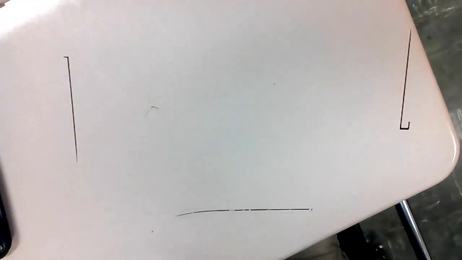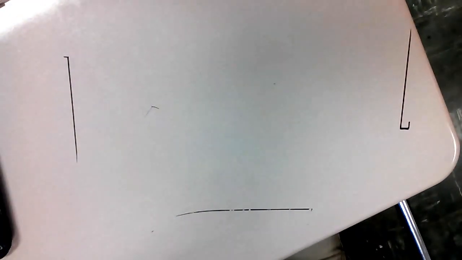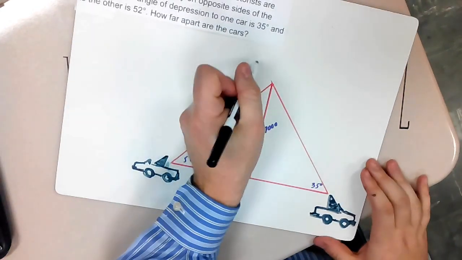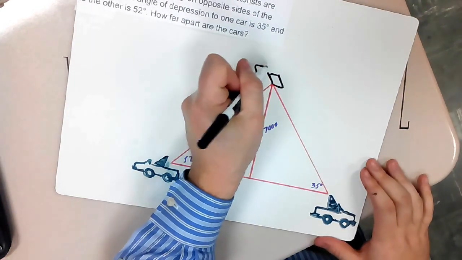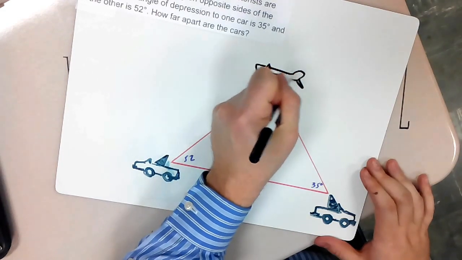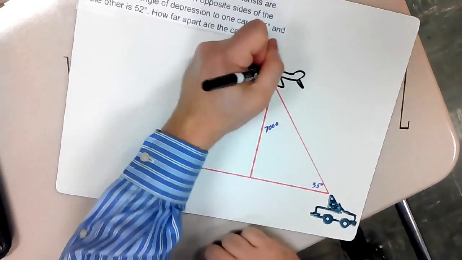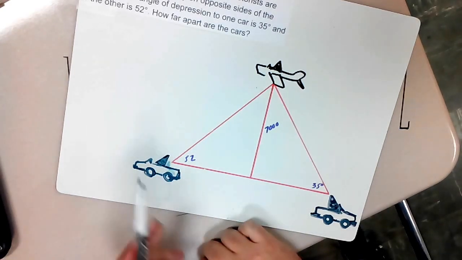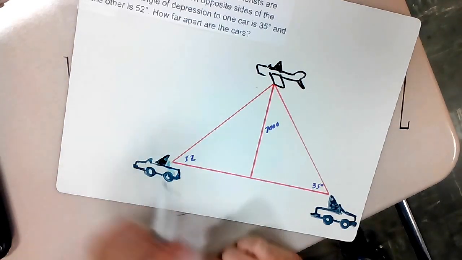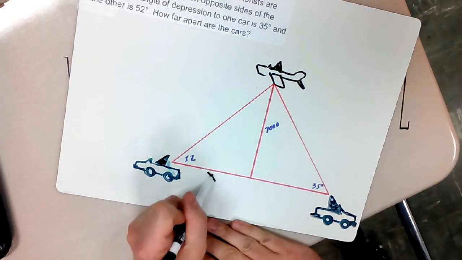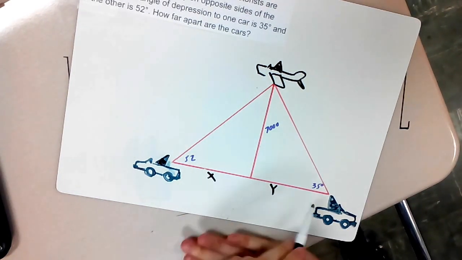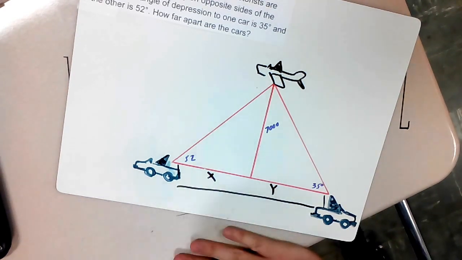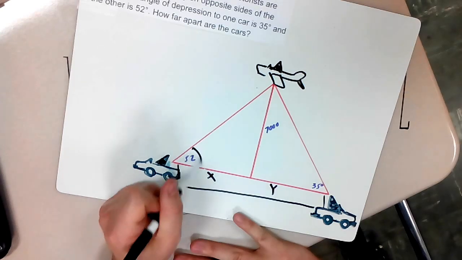All right, last problem. So this one, we have an airplane up here, okay? And what this guy does is he observes these cars go in a different direction. So now I have to find these two distances in order to find that whole distance. And what I'm going to do is I'm going to add them together.